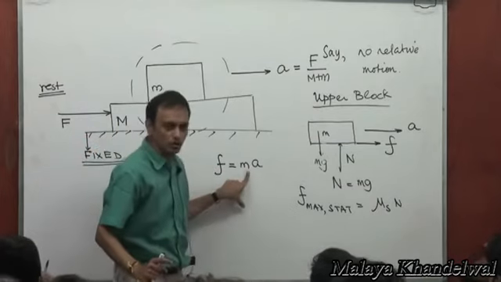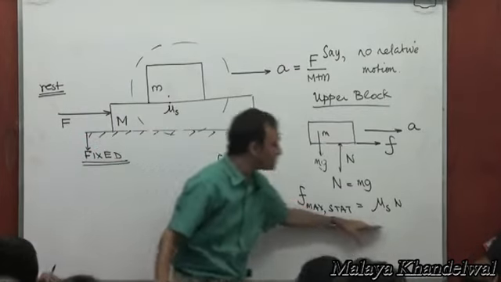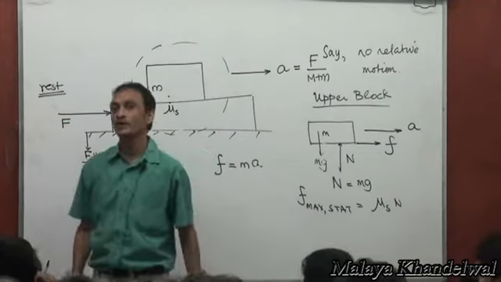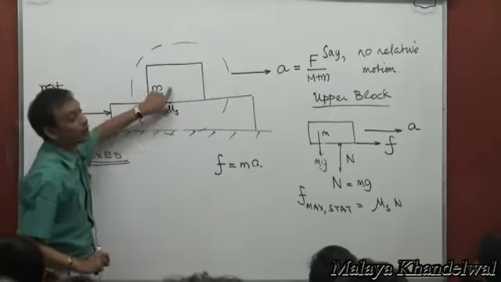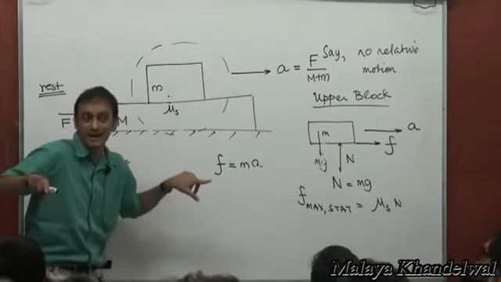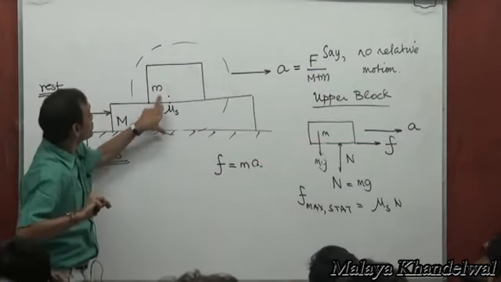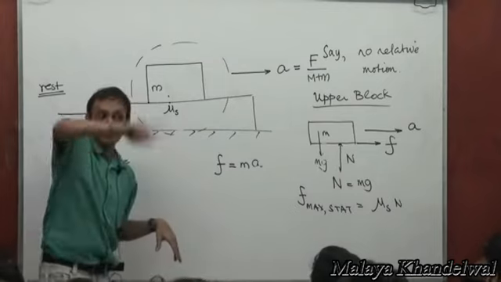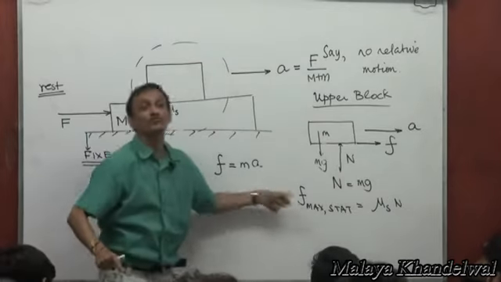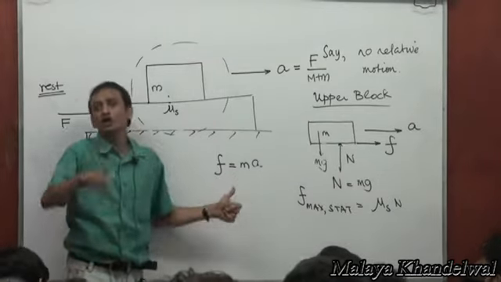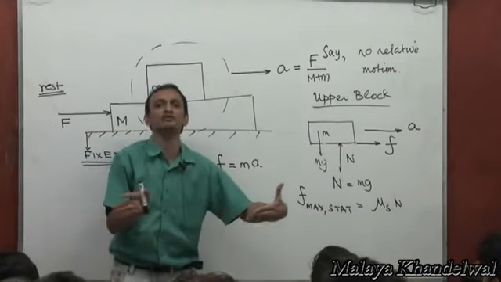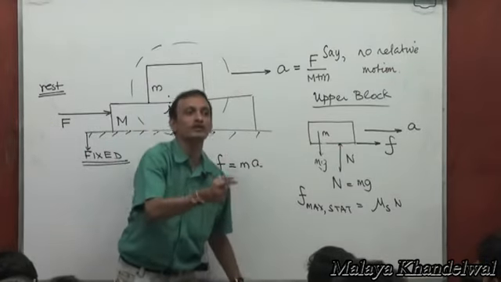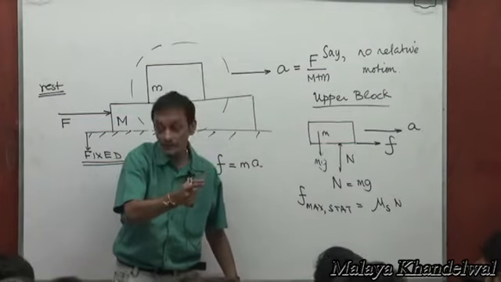Suppose this turns out to be 3 newtons on calculation and this turns out to be 10 newtons, then the force of friction between small m and capital M is less than maximum static friction. That means between small m and capital M, static conditions are prevalent. So the frictional force should have been less than this, which is what happens. And your assumption of a common acceleration of the two masses is justified, right?